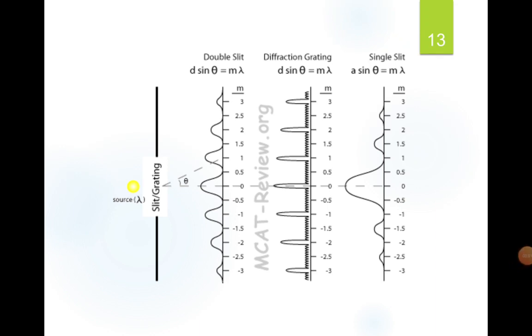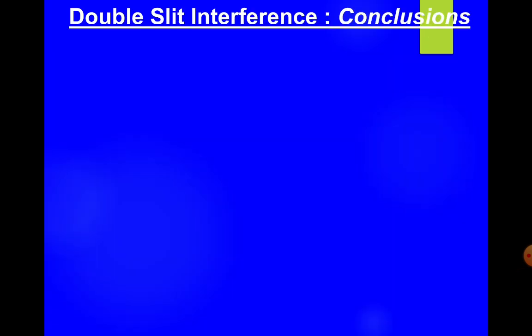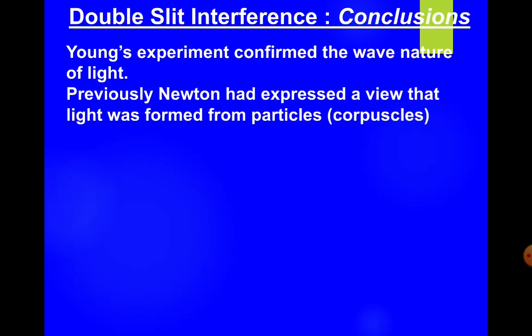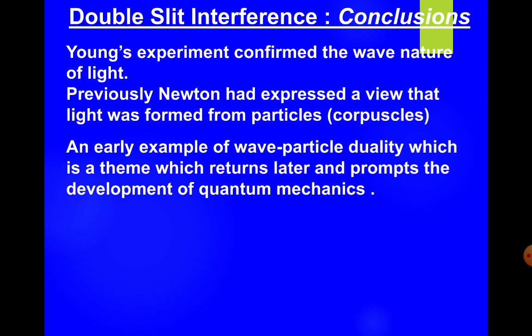Okay, we continue with the double slit experiment and make some conclusions. First of all, Young's experiment confirmed the wave nature of light. Previously, Newton expressed the view that light was formed from particles. We will discuss the wave-particle duality next year when we are also doing quantum mechanics.